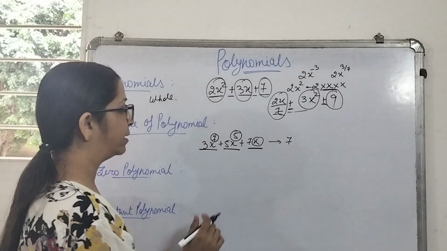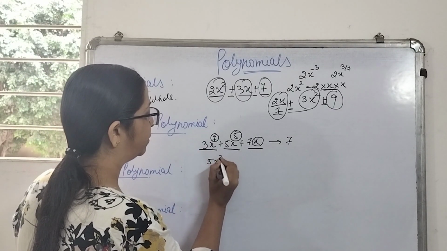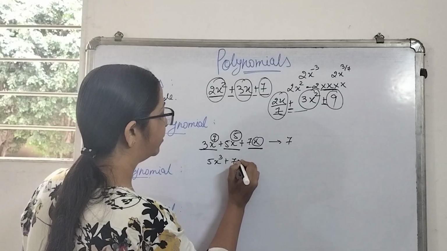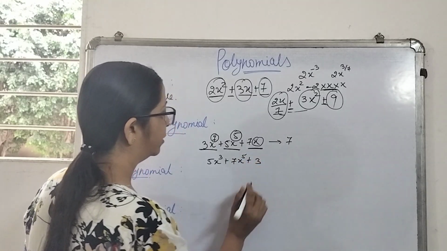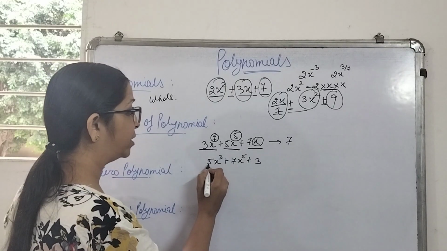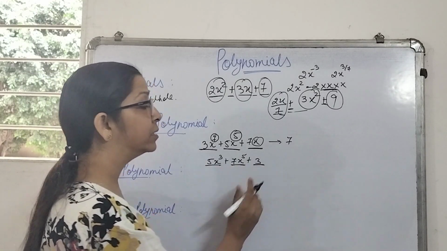If we take another example, we can take 5x raised to the power 3 plus 7x raised to the power 5 plus 3. Here again there are three terms. This is one term, this is another term, and this is the third term.